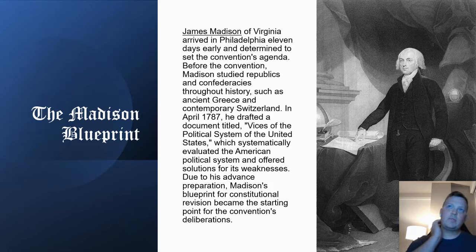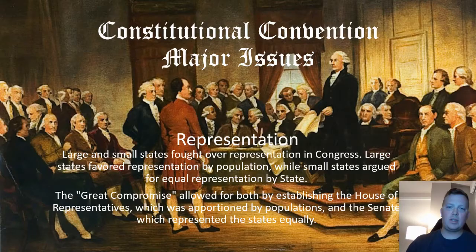So due to his advanced preparation, Madison's blueprint for the constitutional revision became the starting point, the starting line for the convention's deliberations. And today we refer to this as the Madison blueprint. At the Constitutional Convention, there were a lot of major issues that were discussed that really brought to a head the differences of opinion between the larger states and the smaller states.